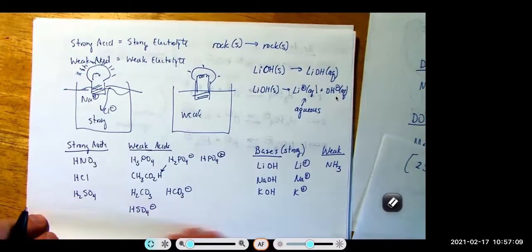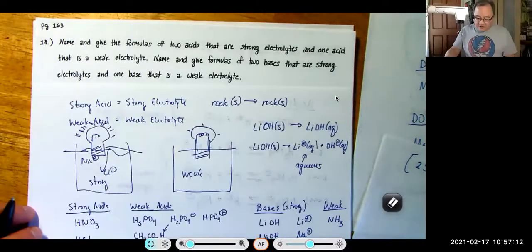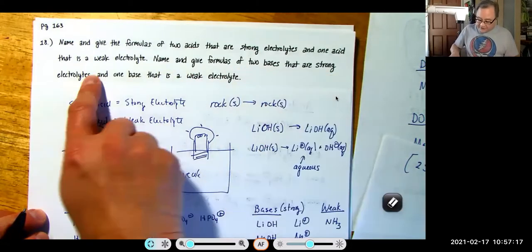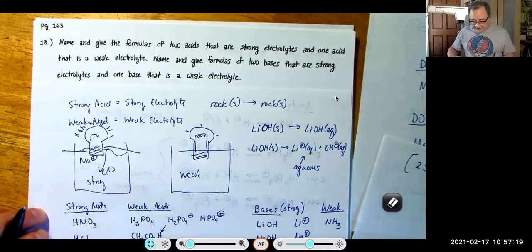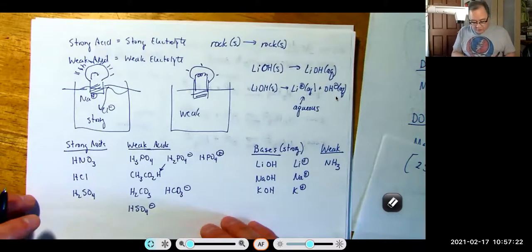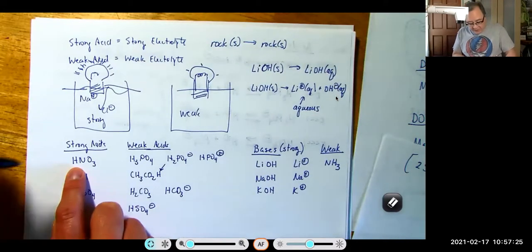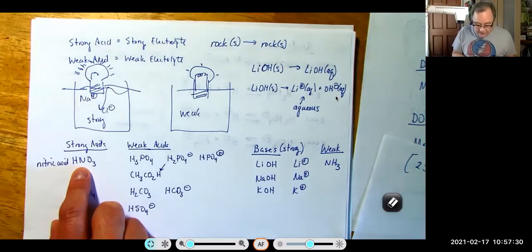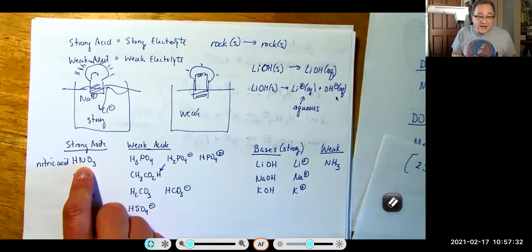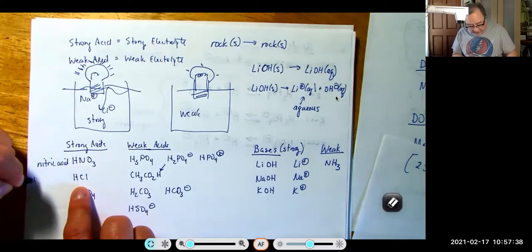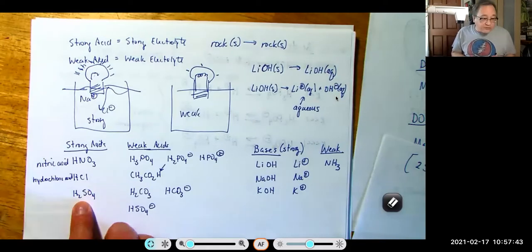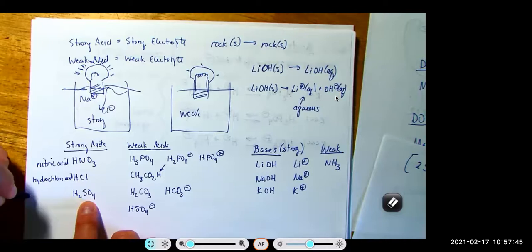Okay. So here, name and give formulas of two bases that are strong electrolytes and one that is a weak electrolyte. So let's name these things. What do you call this guy? Call it nitric acid. And it's based on this being what looks like a nitrate ion. And so you get nitric acid. This is hydrochloric acid. This one looks like the sulfate ion, right? So sulfuric acid.